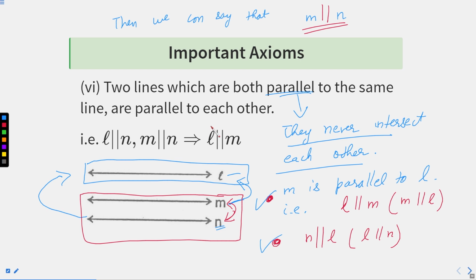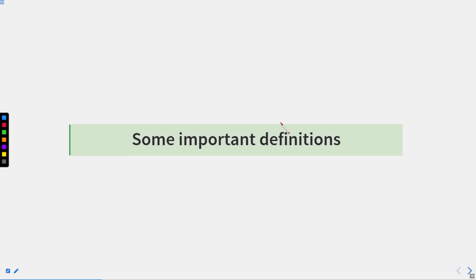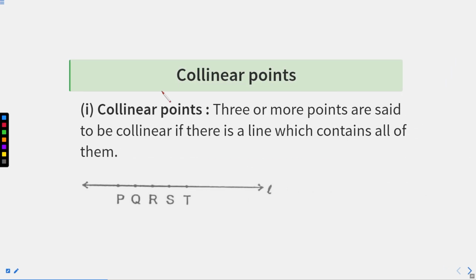So now let's move to the next. Now let's see some important definitions from the perspective of Euclid's geometry. First is collinear points. So what are collinear points? Points are said to be collinear if there is a line which contains all of them.